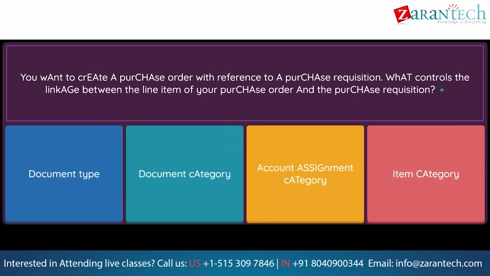Question: you want to create a purchase order with reference to a purchase requisition. What controls the linkage between the line item of your purchase order and the purchase requisition?